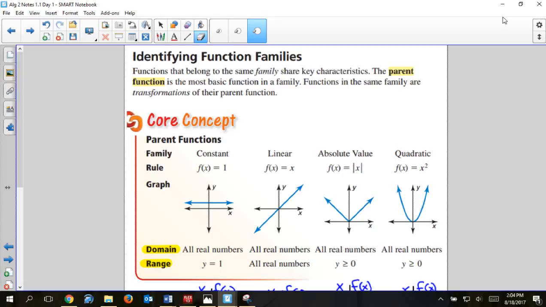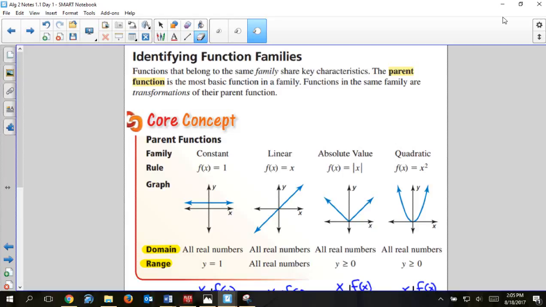There are lots of parent functions. We're going to just look at 4 of them today. The 4 families we're going to look at are the constants, Mr. and Mrs. Constant and their kids, the linears, the absolute values, and the quadratics. Those are the parent function families. Let's just look at constant to start with.